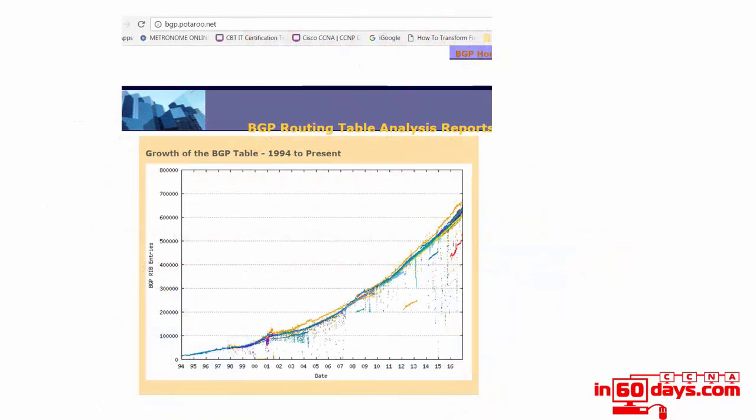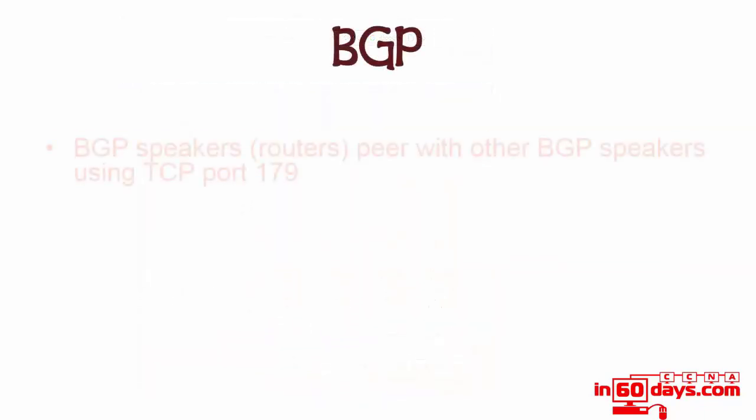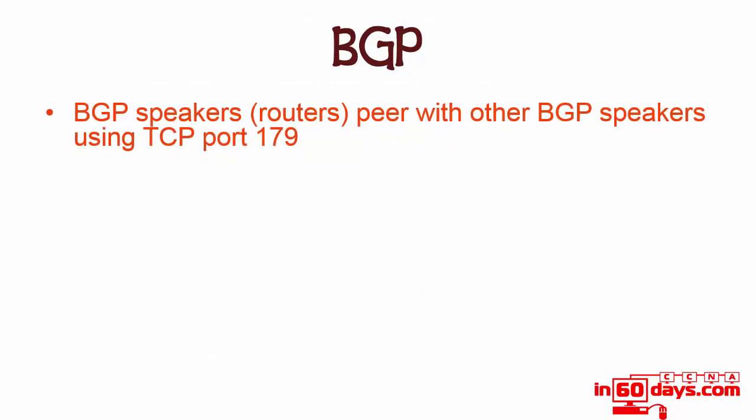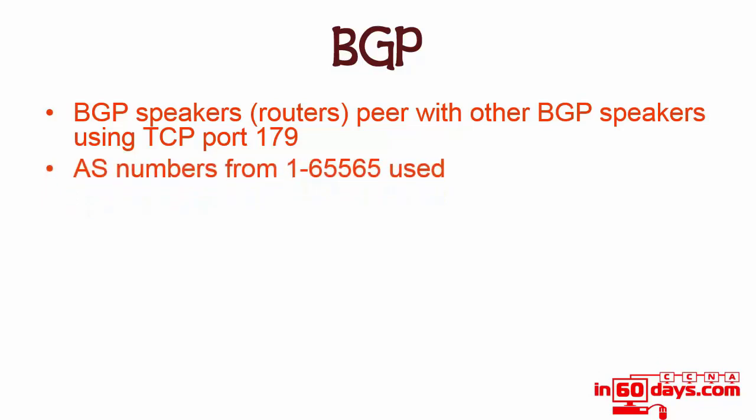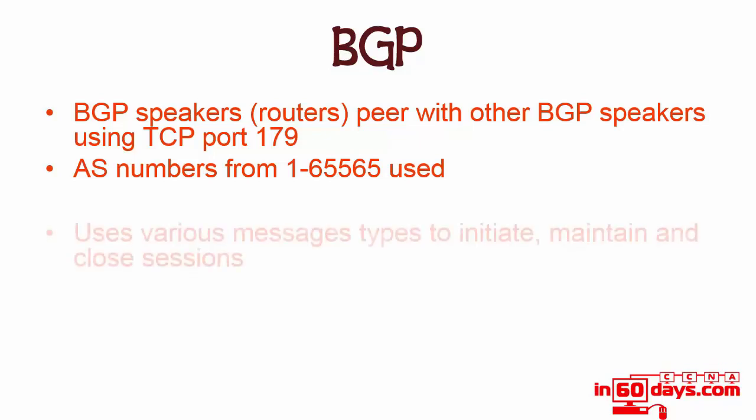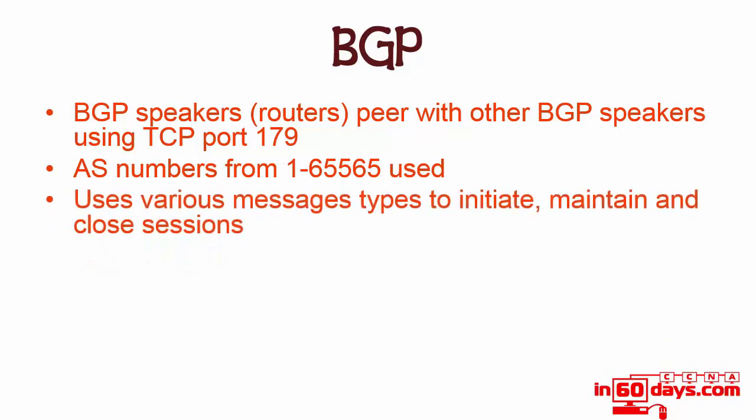Here's a table from bgp.potaroo.net showing the growth of the BGP tables all the way back from 1994 to today, late 2016, and it's hit over 600,000 routes. So BGP speakers or routers pair with the other BGP speakers. They have to use a TCP connection and it's on port 179. AS numbers go all the way up to 65,565.